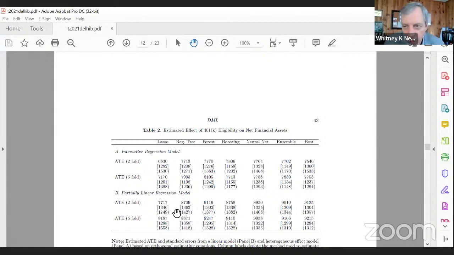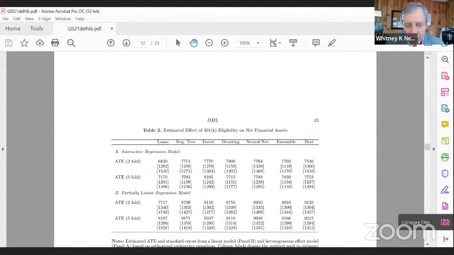Okay. So once you've debiased, once you've done this debiasing, you get pretty similar results from using different machine learning methods. Okay. And so that's the takeaway from this. And it ends up not being super different than what Poterba and his co-authors found. Okay. It's a little different. It does have some effect, but not a huge amount. Okay. So that's an application.